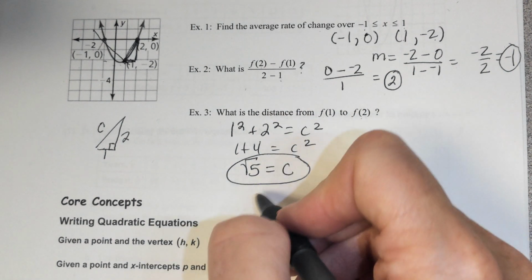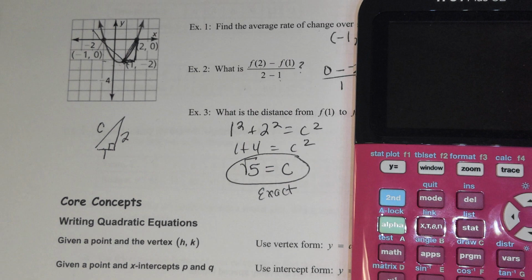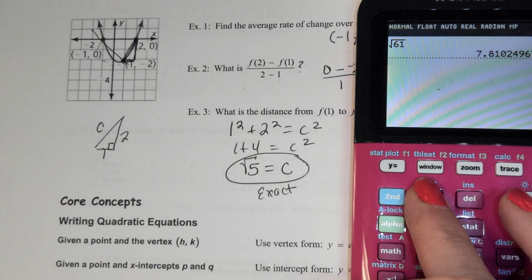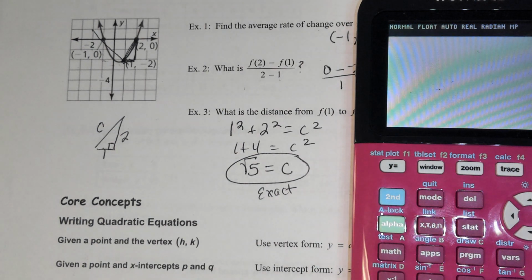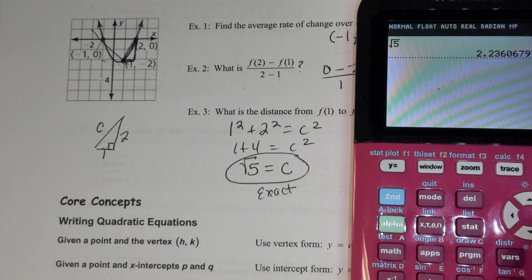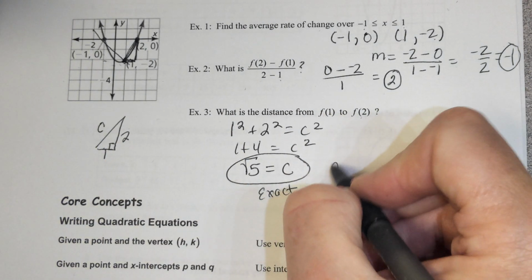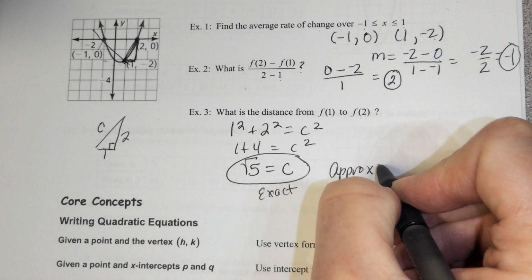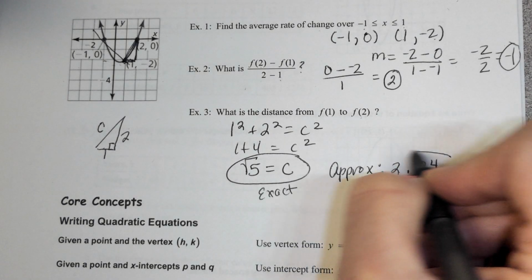That's the exact answer. If you're asked for the approximate answer, we'd have to use a calculator, and we would do the square root of 5, and it's 2.24 to the nearest hundredth. So approximately 2.24.